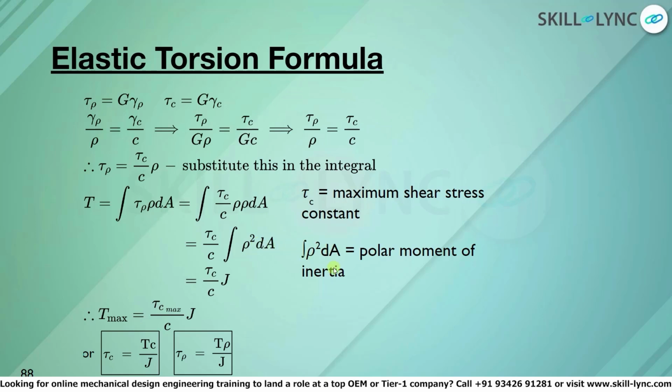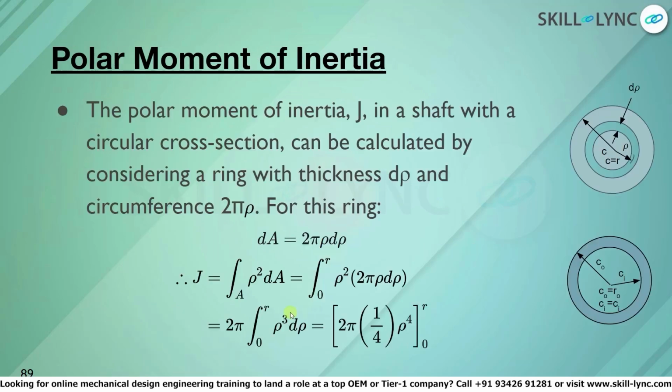Here, the integral of rho square dA is called the polar moment of inertia. Now for maximum torque, we take the maximum value of shear stress, which is tau C max, and the maximum radial distance, which is C. At the same time, the same formula can also be used for a distance rho from the center point inside the surface of the shaft. So tau C will be equal to T into C divided by J, and tau rho will be equal to T into rho divided by J.